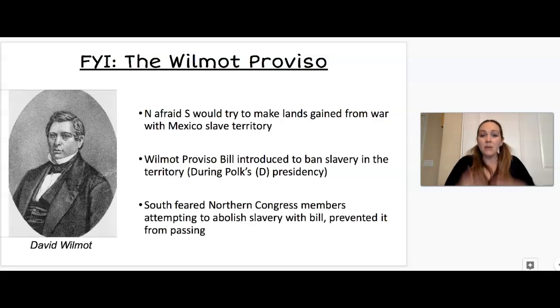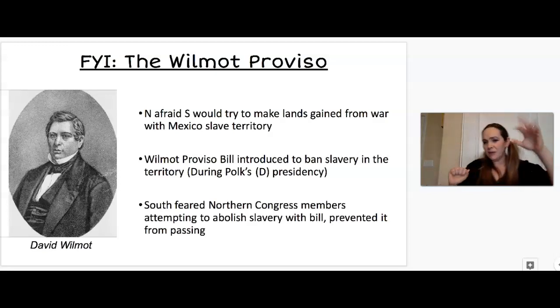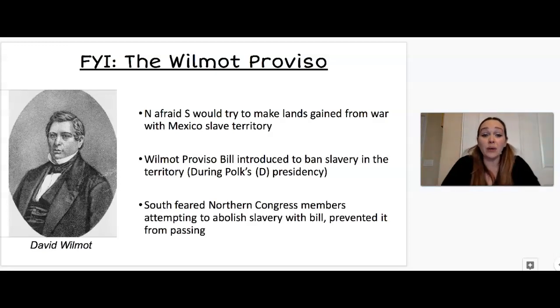Once that happened, hey, we have all this new territory. What are we going to do with it? Is it going to be a slave state? Is it going to be a free state? How are we going to break this territory up? And so, of course, the North was afraid it would become slave territory, and the South was afraid it would become free territory. And so both sides tried to do things to get it to be the way they want it to be.